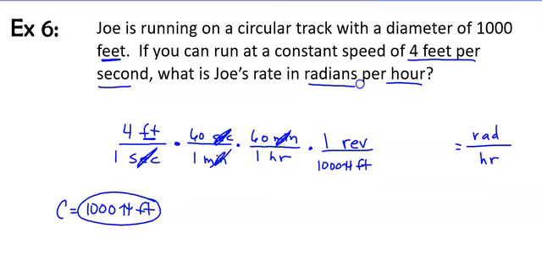So our last step, so we're done with feet. They're gone. Currently we're in revolutions. We want to end up in radians. So revolution on the bottom, radians on top. There are 2 pi radians in 1 trip around the circle, in 1 revolution. So that's where we can get rid of our revolutions. Okay. So on top, I can go ahead with this one, I guess. We want to do 4 times 60 times 60 times 2 pi.